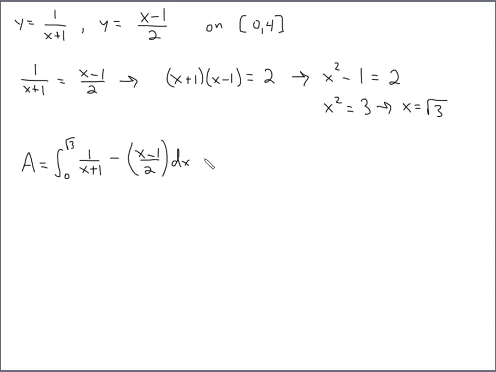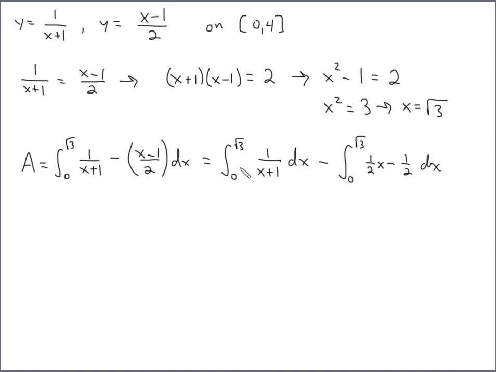Now let's make it so that we can actually integrate this. Okay, so 0 to root 3. I'll leave that first one alone, so that's going to be 1 over x plus 1. In fact, let's split this up into two integrals. It'll make it easier. And then minus the other integral, still the same bounds, 0 to root 3. When you have something over a constant like that, you can put the constant in front, or split it up as two different things. So we can write this as 1/2 x minus 1/2. That's going to be much easier to integrate.